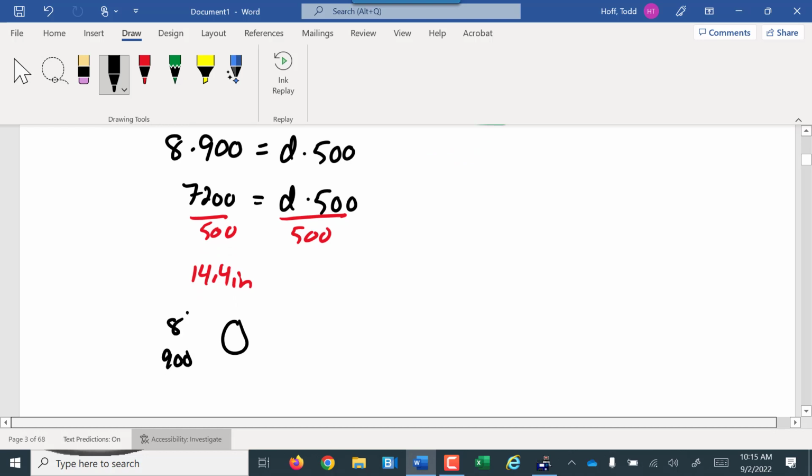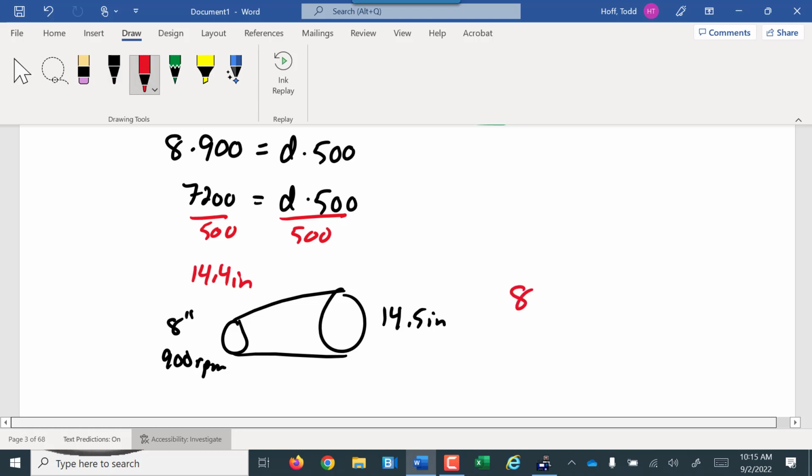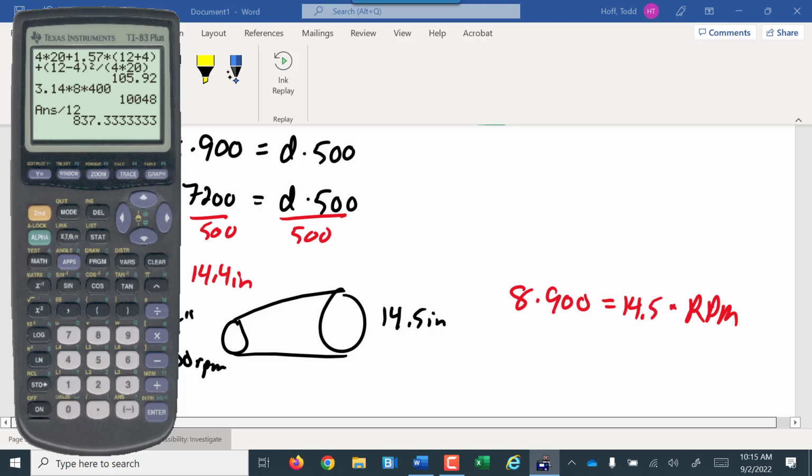I mean, your 8 inches and 900 RPM isn't going to change. Now that we know that this is 14.5 inches, we can do the formula over again. 8 times 900 is going to be 14.5 times whatever that RPM is. And so it would just be 8 times 900 and then divide by the 14.5. So it's going to operate at 496.5 RPM. That's probably close enough to our 500, right? Any questions on that?